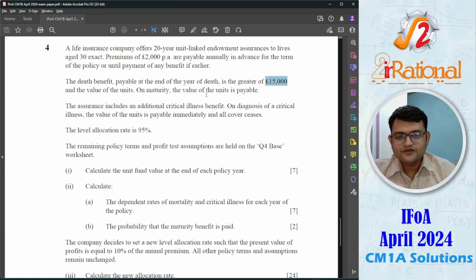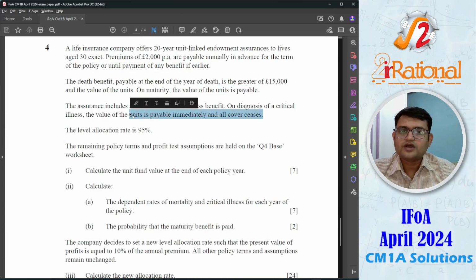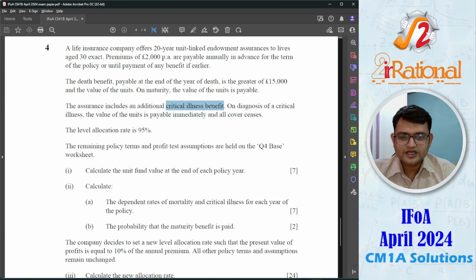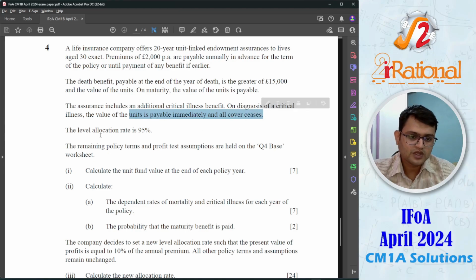On maturity, the value of the units is payable, so we don't have to worry about the maturity cost because we are only paying the unit values. The assurance includes an additional critical illness benefit. On diagnosis of a critical illness, the value of the units is payable immediately and all cover ceases. So again, in the non-unit table, we don't have to consider the critical illness benefit because we are only paying the unit values. The level allocation rate is 95%.